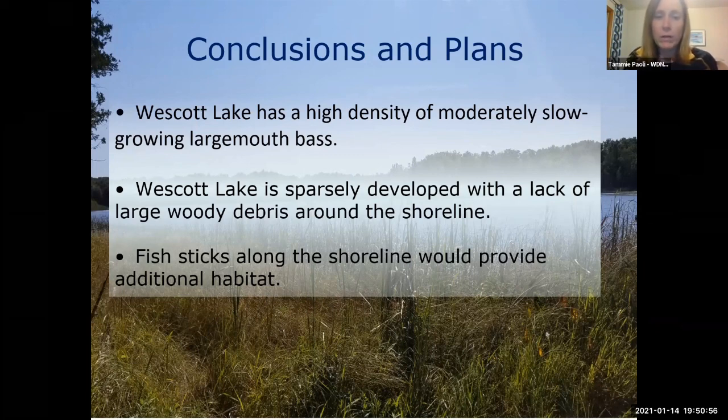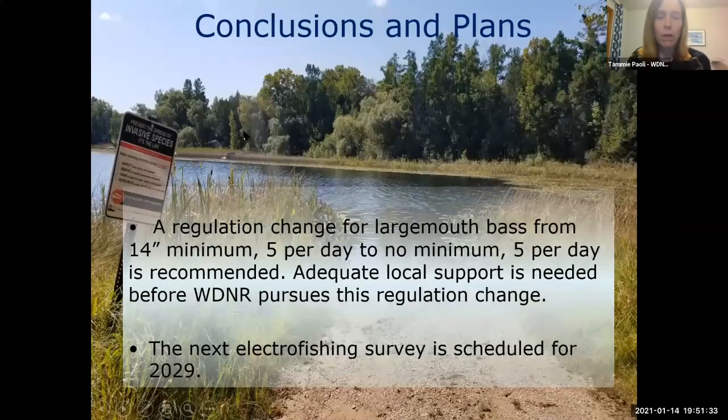Wescott Lake is sparsely developed with a lack of large woody debris around the shoreline. Despite the fact that there are some cottages around there, there's still a lot of really nice shoreline, but there really is not a lot of woody debris around the lake at all. So we certainly would encourage any property owners who are interested to think about fish sticks, which are whole trees that are dropped into the water and attached to the shoreline. That's something that could be considered to help improve the fish population in the future.